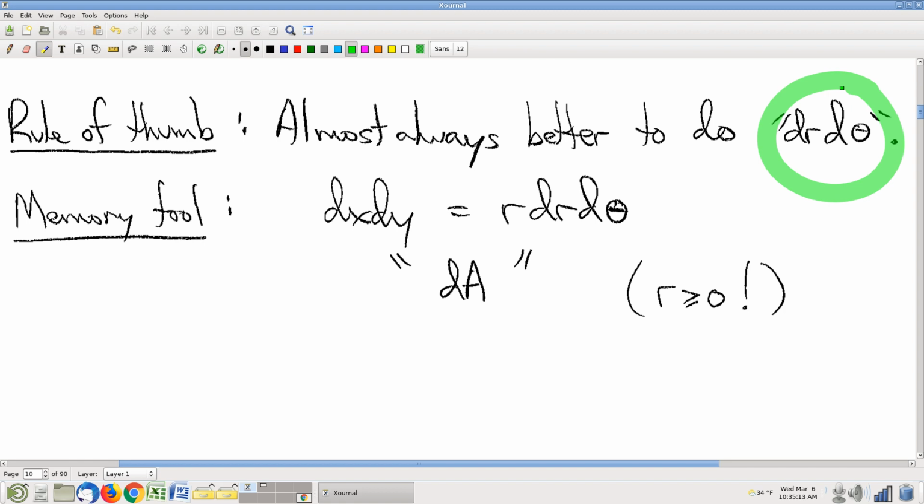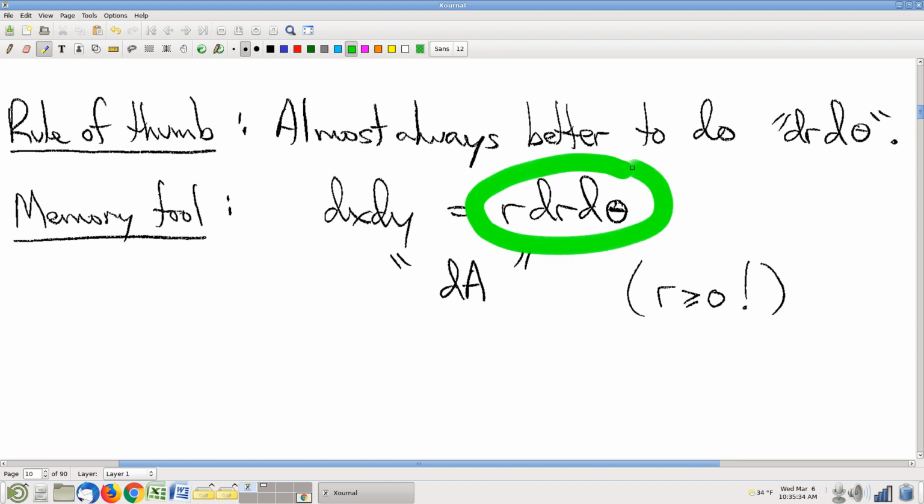Whichever one's on the inside is the one that you're going to have to solve for in terms of the one on the outside. So if it's more convenient to solve for r, put r in a position where you have to solve for it. Right? So almost always better to do it in that order. The other suggestion I have, and I really strongly encourage you to do this, is think of this as a single thing. Think of that as being your dA.